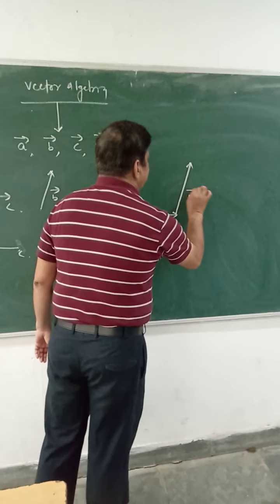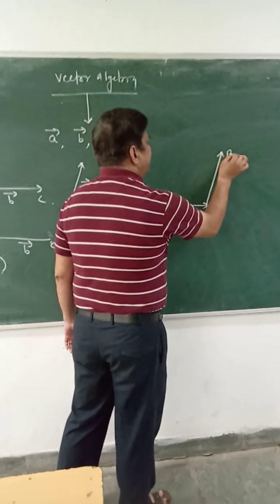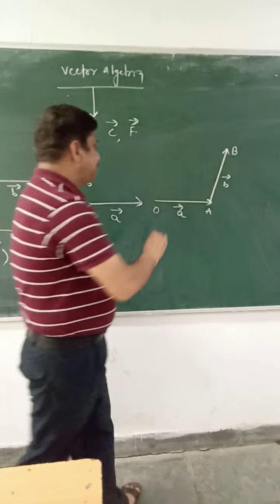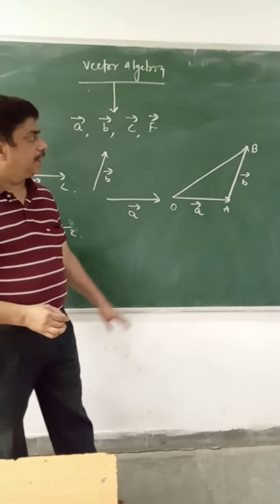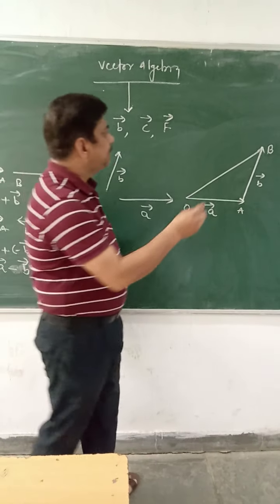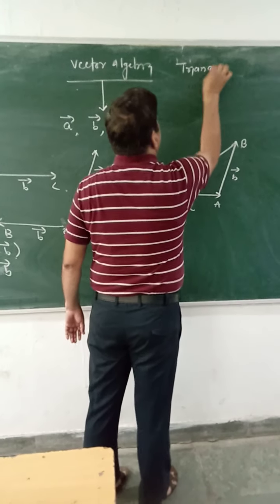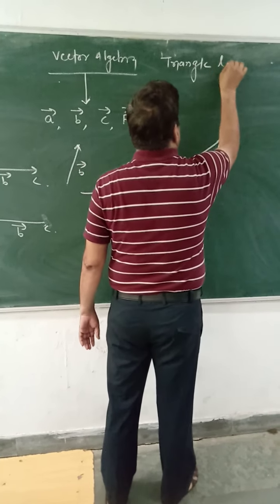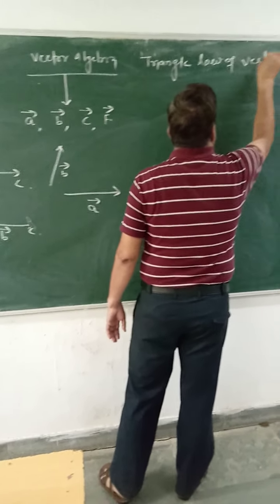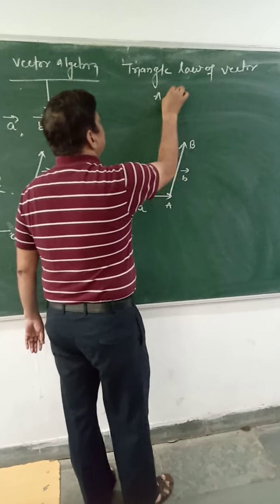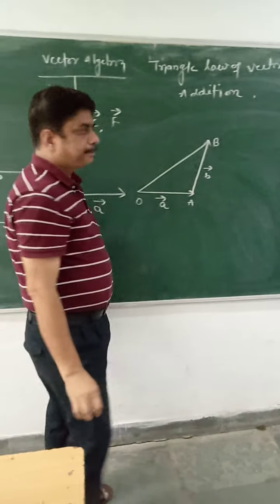Now you can see these are two sides, and if I join, it becomes a triangle. This is called the triangle law of vector addition.